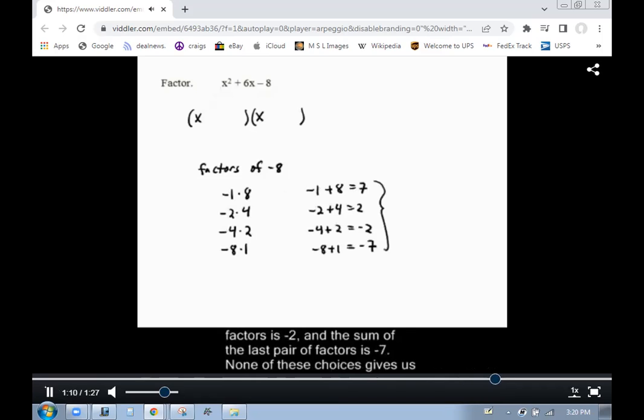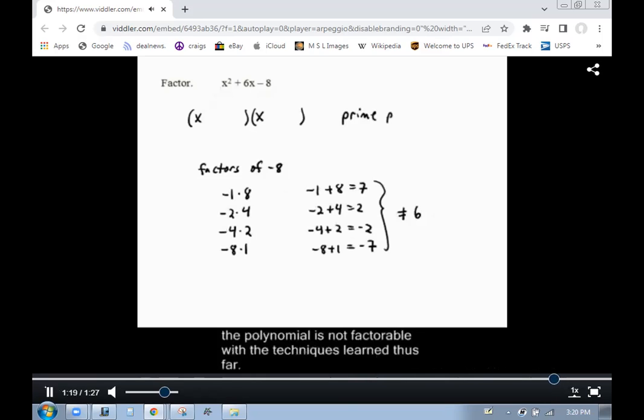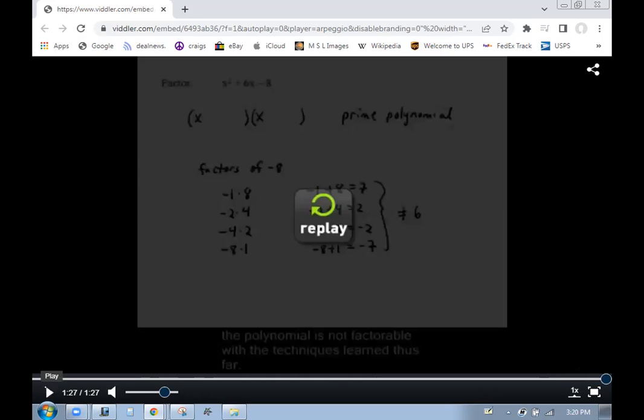None of these choices gives us a sum of 6 for the middle term. So we say that the polynomial is a prime polynomial. Just like you have prime numbers, you have prime polynomials, which are not factorable with the techniques learned thus far. So you can't factor that one, not with the skills you have, right?